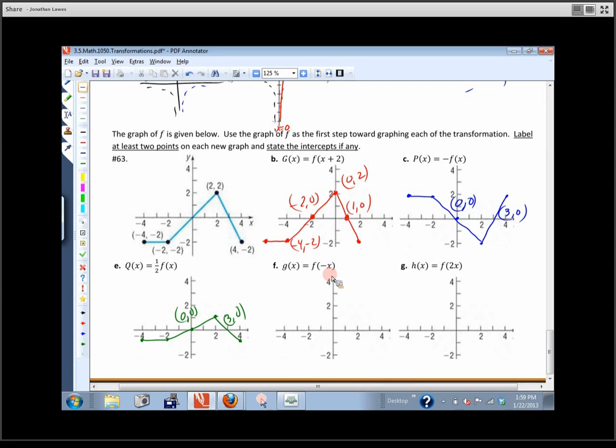What does the negative there do? Horizontal flip. So if it's a horizontal change, the only coordinates we have to mess with are x's. We take every x and change its sign. So 4, -2, 2, -2, 0, 0, -2, 2, and -4, -2. So here's our graph. We can compare that pretty easily. Looks like a pretty darn good horizontal flip.